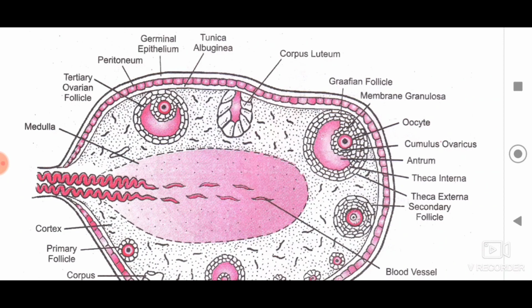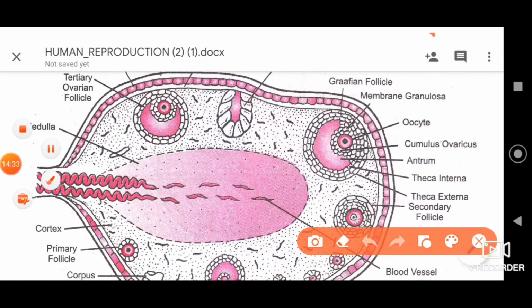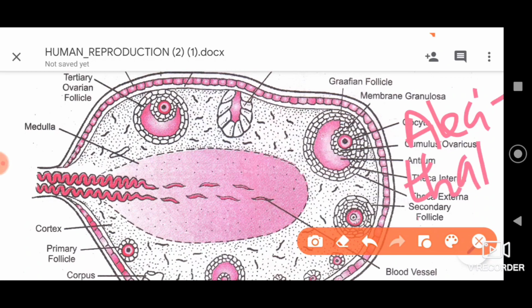And let me tell you, when we consider the diameter of the human ovum, it is around 0.15 millimeter in size. And further, the human ovum is alecithal. When I say alecithal, my dear friends, it means that the human ovum generally does not have yolk. So the absence of yolk can be seen here, that's why it is called alecithal.